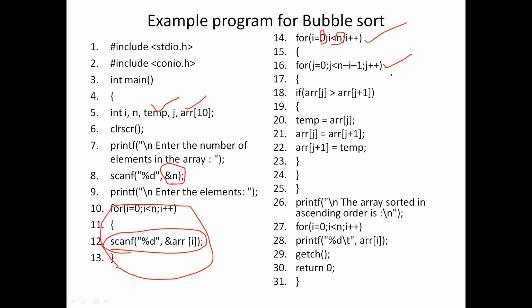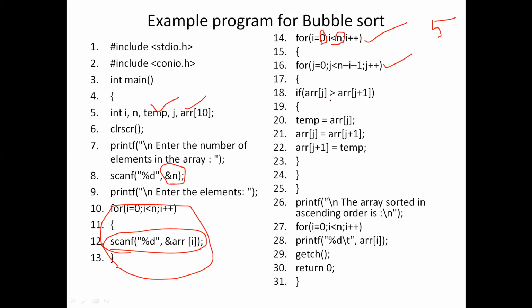Then it comes into the inner for loop. When i equals 0, what happens? 0 is lesser than n. What is n here? For example, n is 5 elements. So 5 minus 0 minus 1 is 4. So it will run for 4 steps. For the first pass, 4 comparisons will be done.